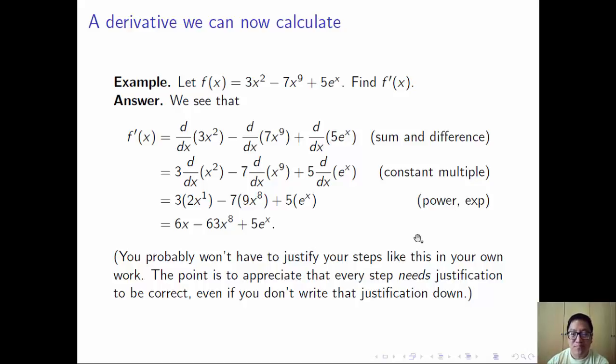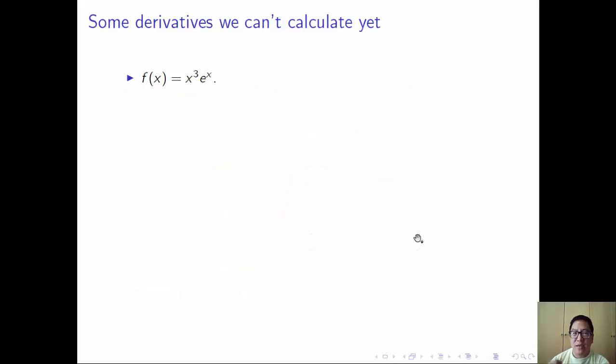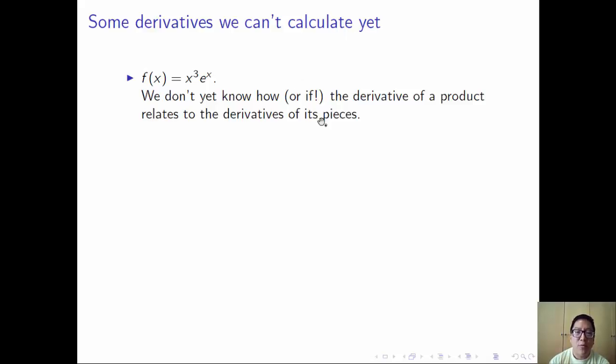Okay, but almost as important here, I wanted to also discuss some non-examples, some examples that we can't calculate yet. So take f of x equals x cubed e to the x. And we cannot actually use the rules that we have so far to calculate f prime because we don't know how, or even if, the derivative of a product relates to the derivatives of its pieces. We know how to take the derivative of x cubed, we know the derivative of e to the x, but we don't know quite yet the derivative of their product.